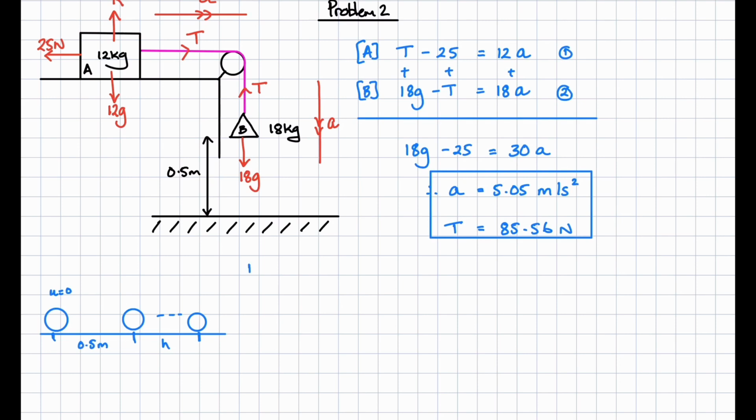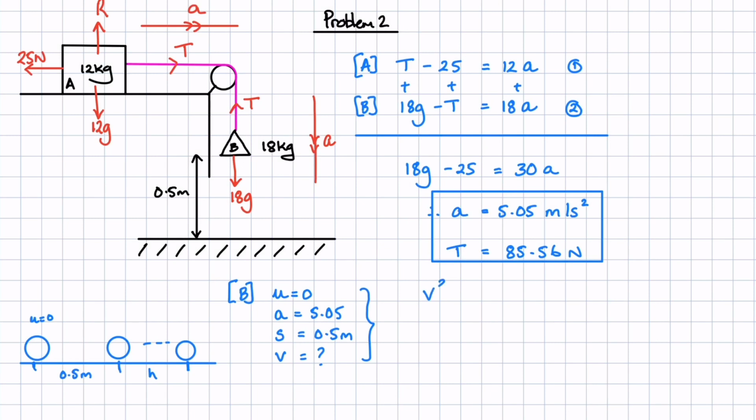So if we now focus on particle B again, what information do we know about particle B? Well, we know it was initially at rest. We know it began to accelerate at 5.05 meters per second squared. We know it covered a distance of 0.5 meters, and we're trying to determine the speed that it hits the floor, in other words, the speed of impact. So we can calculate that using our constant acceleration formulae, v squared is equal to u squared plus 2as.